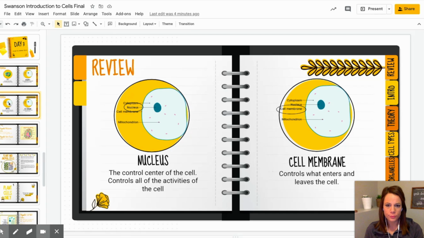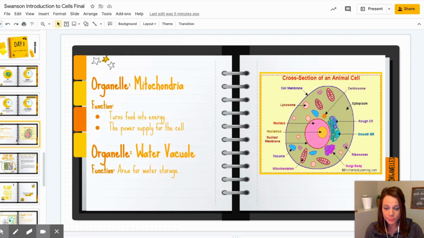So here we go. Again, most of you already know what a nucleus is. You knew that prior to yesterday. A nucleus is the control center of the cell. It controls all the activities that go on in the cell. The cell membrane, again, goes around the outside of the cell, and it controls what enters and leaves the cell. So I think yesterday we compared it, if we're comparing it to a school, it's like the door that lets people in and out, or a security guard maybe that says you can come in, oh no, you can't. Things like that. So again, that's the cell membrane.